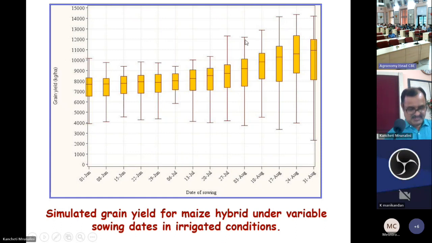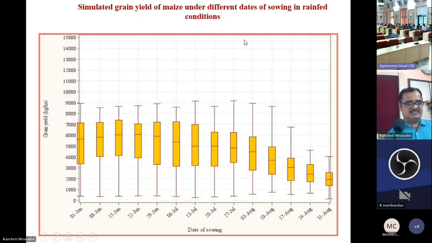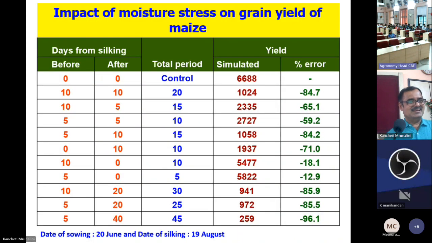So like that, we have to give the management strategies. This is for rainfed. In some years yields are very low. The risk of achieving lower yield is very high. Now you see with delayed sowings, the variation is very high. Once you understand the model, you can identify the risk. And this is based on how excess moisture or drought is affecting the maize.